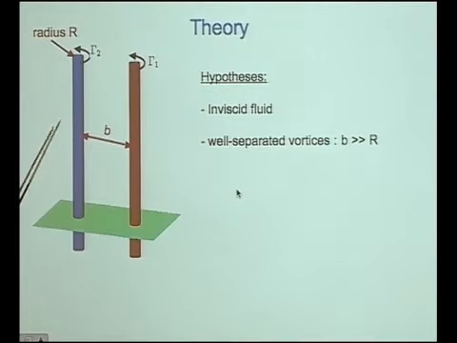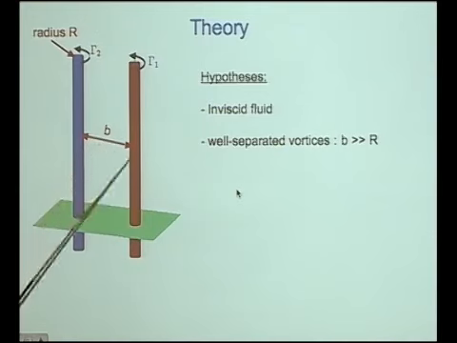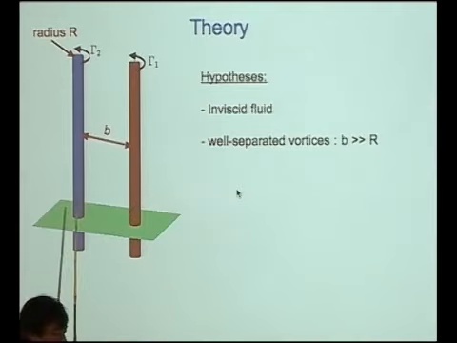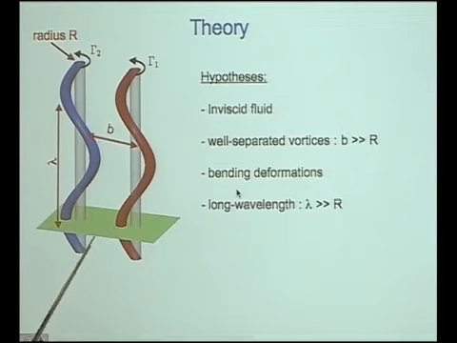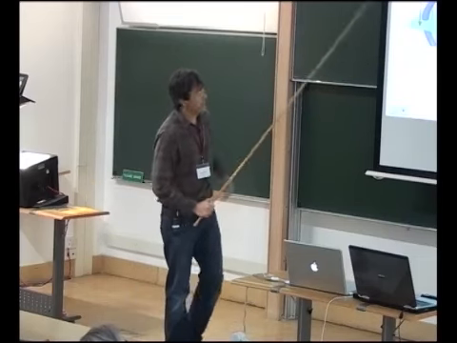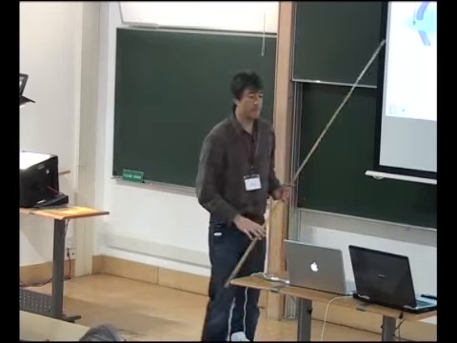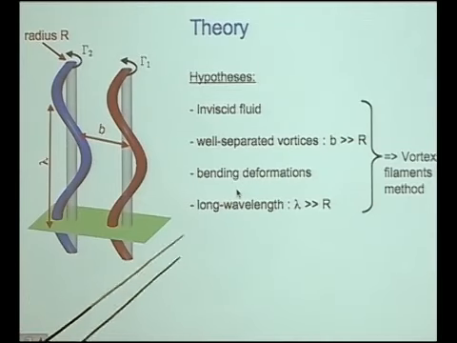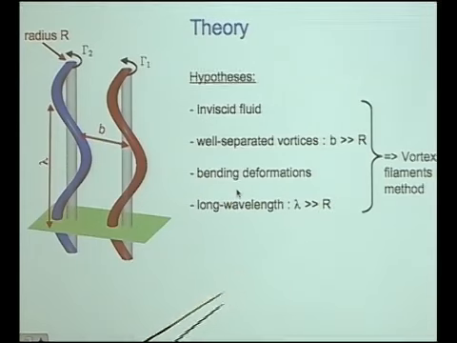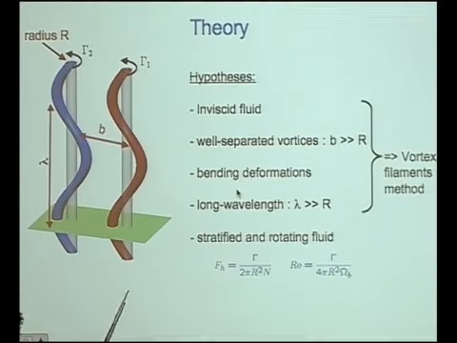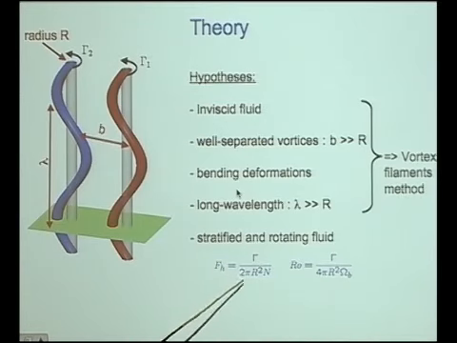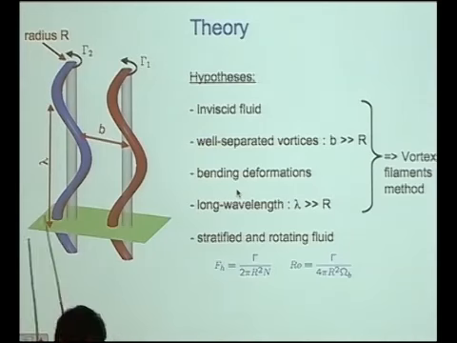In the theory, we assume several hypotheses. The first one is that we consider vortices which are well separated, so the distance between the vortices is large compared to the vortex radius. We also assume an inviscid fluid. And we assume that these vortices are perturbed by bending deformation, like a solid body. The wavelength of the deformation is also assumed to be large. In fact, this hypothesis corresponds exactly to the hypothesis of vortex filament methods in a homogeneous fluid.